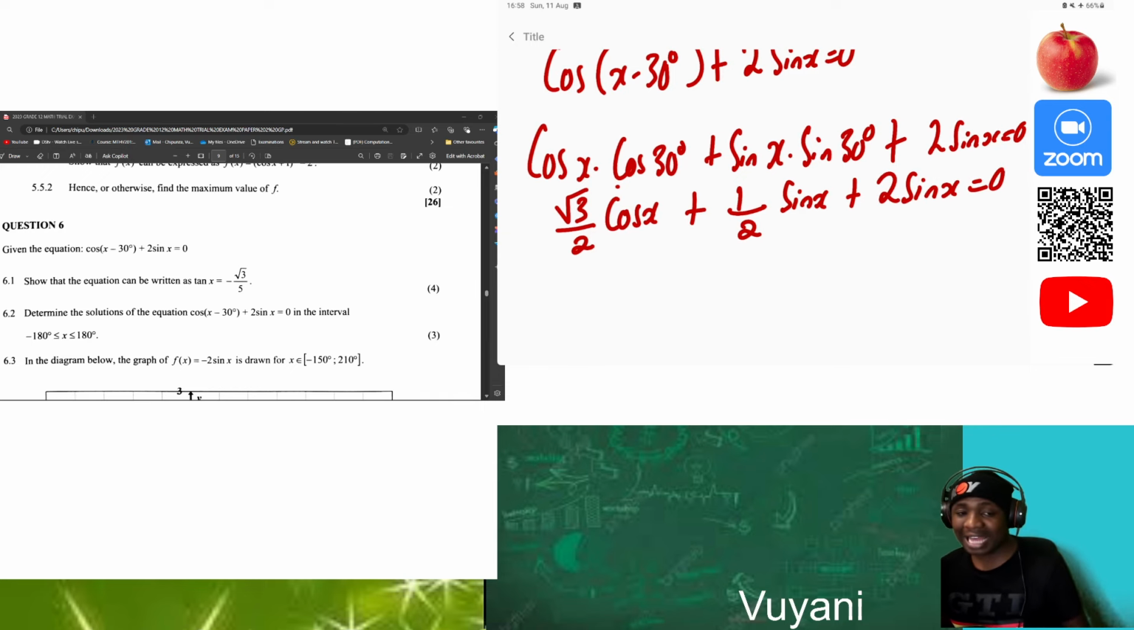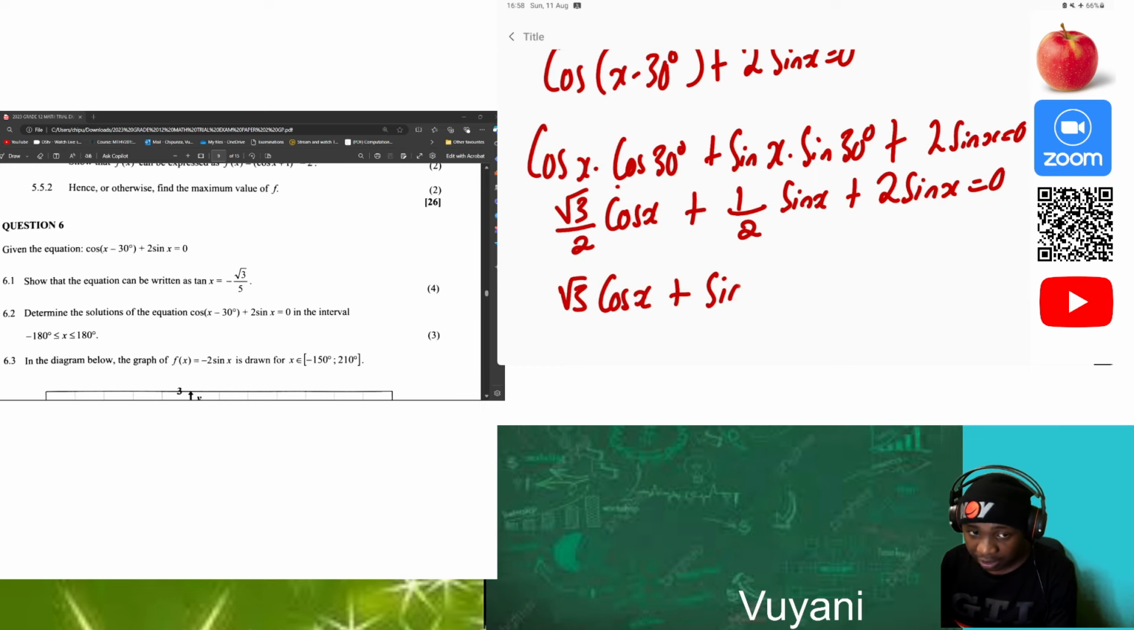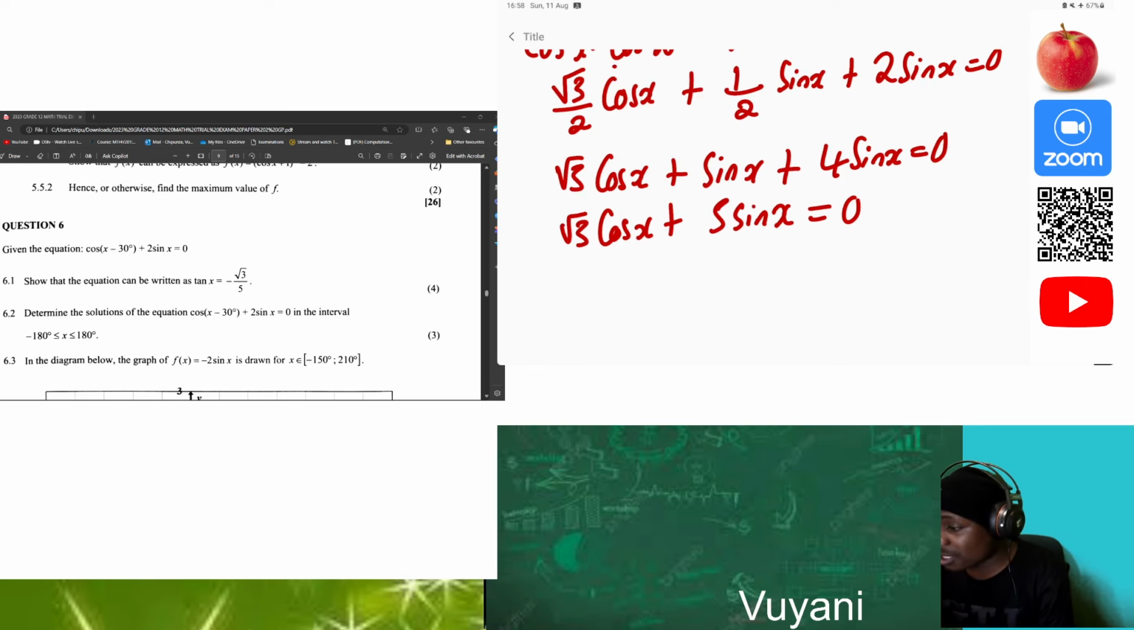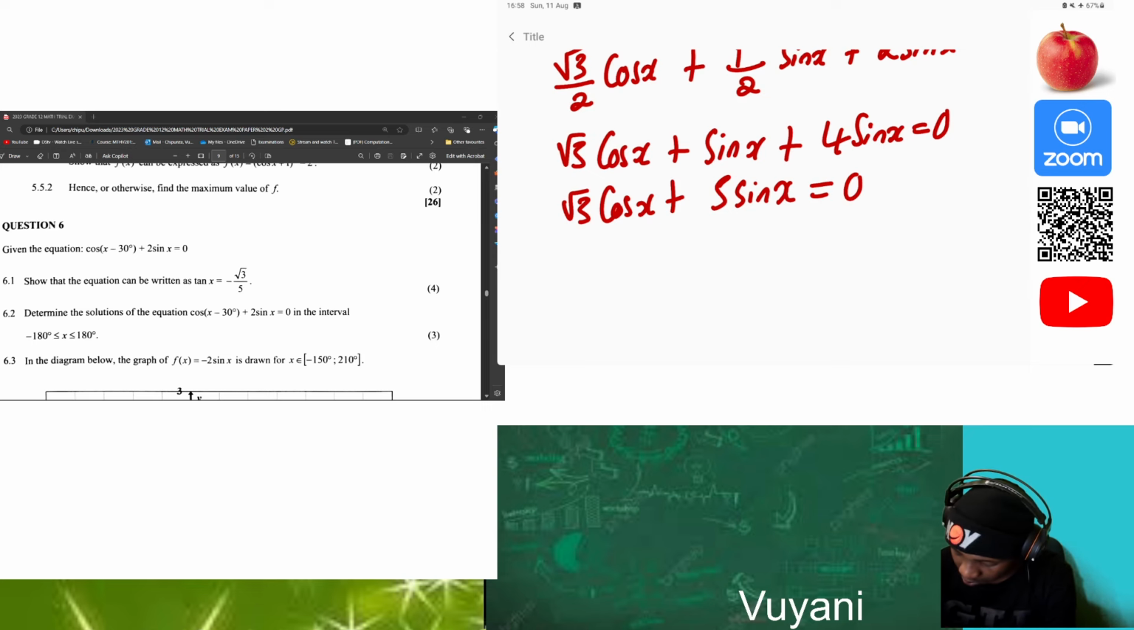Then, if we multiply all through by 2 so that we can remove the denominator, that will be root 3 cos of x plus sine of x plus, now 2 times 2, that will be 4 sine of x is equal to 0. Then that should be root 3 cos of x plus 5 sine of x, which is equal to 0, because sine x plus 4 sine x is equal to 5. Then 5 sine of x is equal to negative root 3 cos of x.